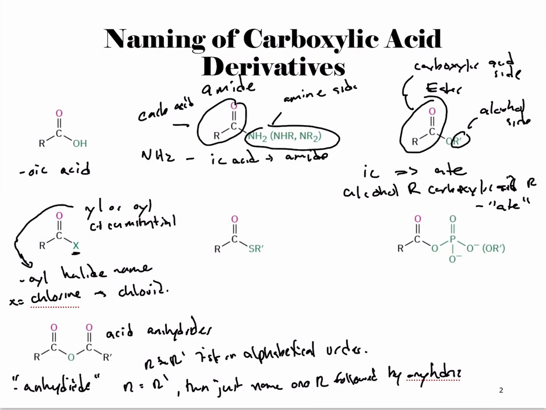If it's a carboxylic acid on a ring, then it goes to just carboxamide, right? If it's NHR or NR2, meaning that it's a secondary or tertiary amide, then what you have to do is put an N, then the amine R group, followed by the name right there, right?